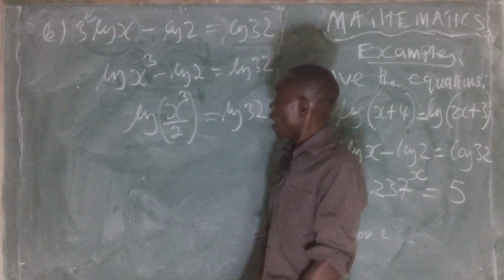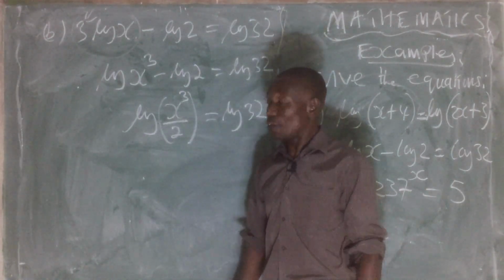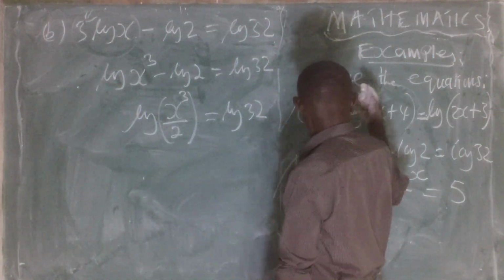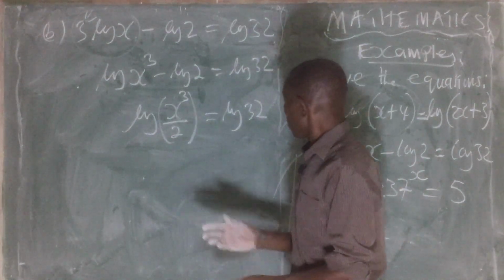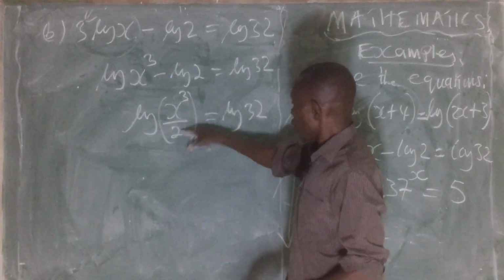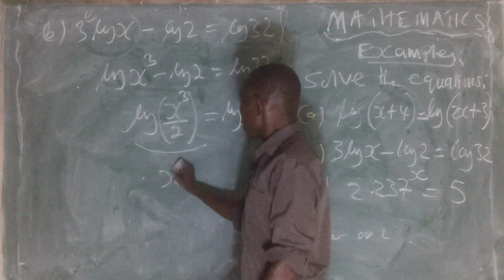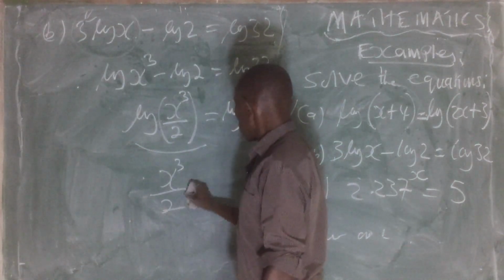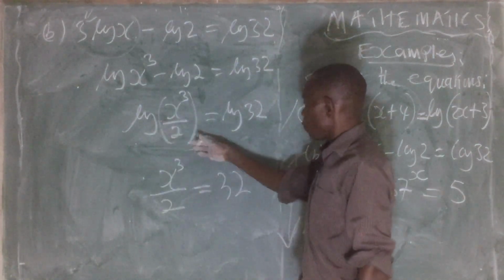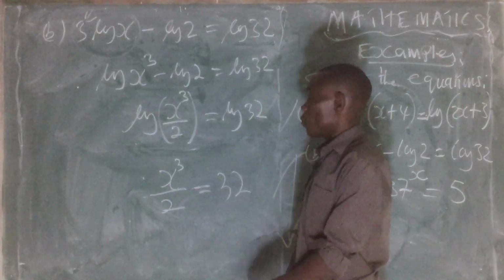Once we have done this, now we are happy. Here on the left hand side there's one termed expression, and on the right hand side we also have one logarithmic expression. As such, by the knowledge that I introduced earlier in the first example, if the log of x cubed over 2 is equal to log of 32, then definitely the nth log of this, which is x to the power 3 over 2, should be the same as the nth log of this one, which is 32. So I take the nth log of this one, and I get x cubed over 2 is equal to 32.